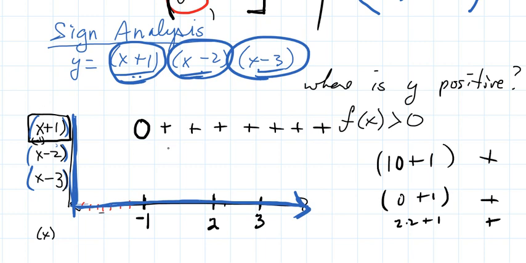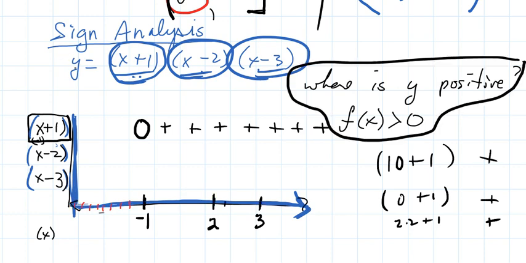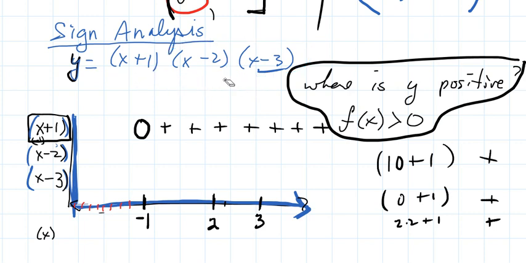Why am I only concerned with the positive values? Well, again, all I'm trying to find out is this right here. Where is this y value, this function, f of x? Where is it greater than 0? So if I knew that this was negative and this was negative and this was positive in a certain region, I know that now y is positive, right? So all I need to know is the signs, positive or negative for any x value. So that's what we're going for. We're going to try and find out if these are positive and negative and on what intervals.